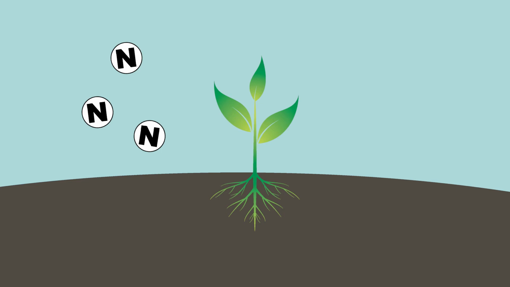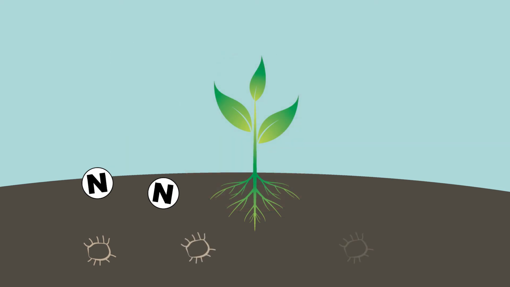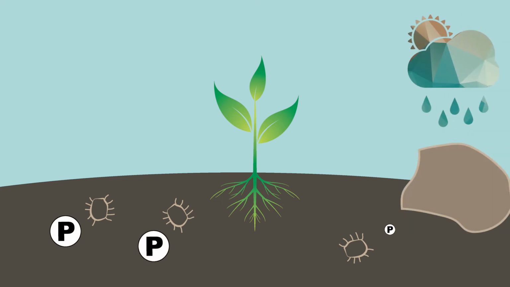Nitrogen is abundant in the atmosphere, but most plants can't access this. They need bacteria that live in the soil to convert this atmospheric nitrogen to forms that plants can use. The ability of bacteria to do this is dependent upon the availability of phosphorus in the soil, which in turn comes from the weathering of rocks, weathering that can be accelerated by plant and fungi activity.